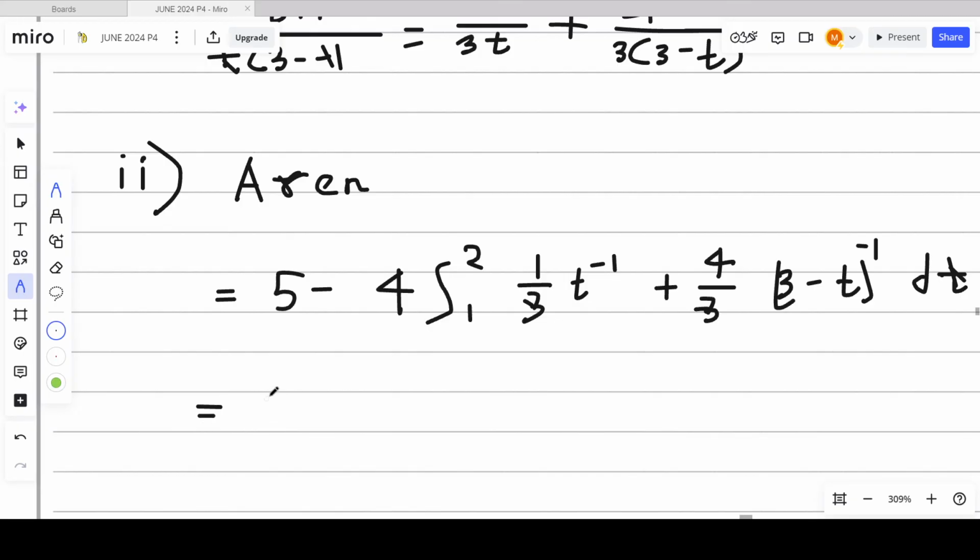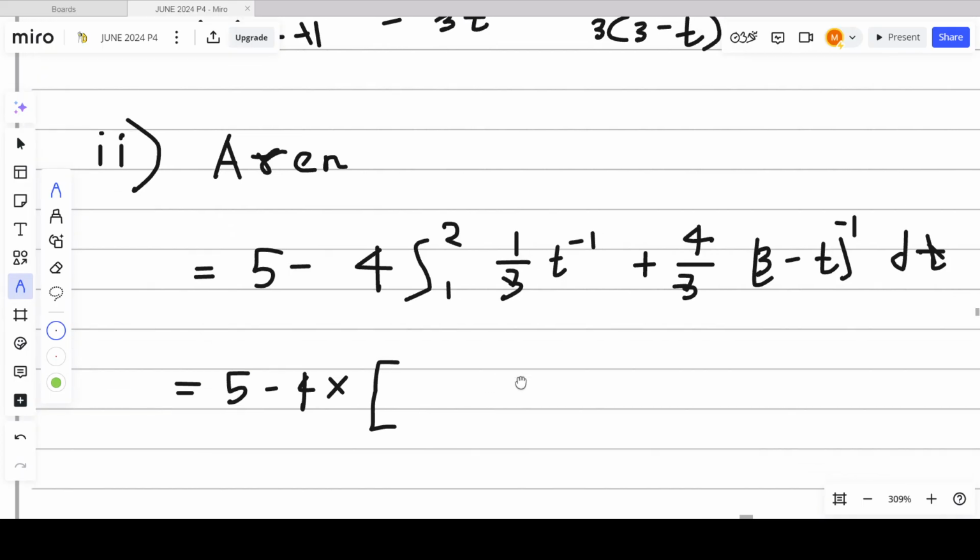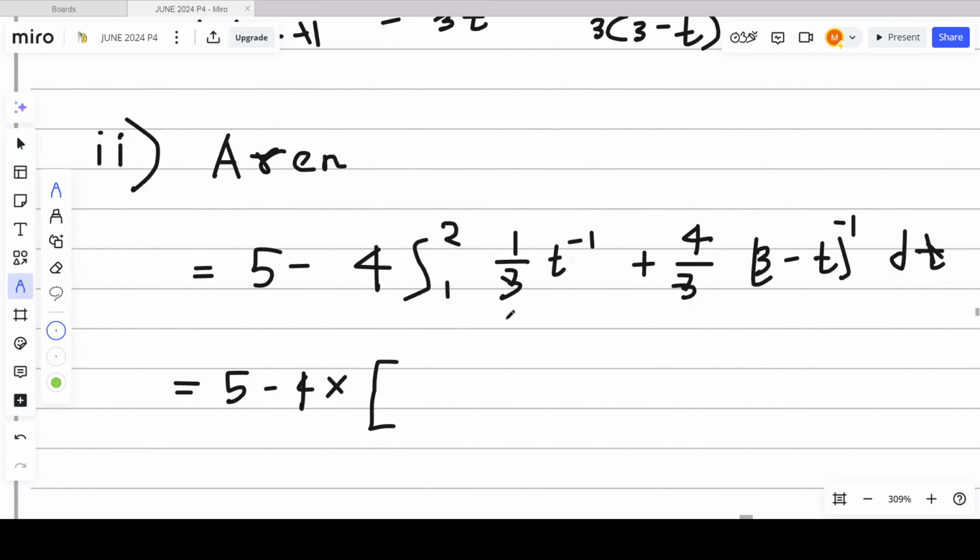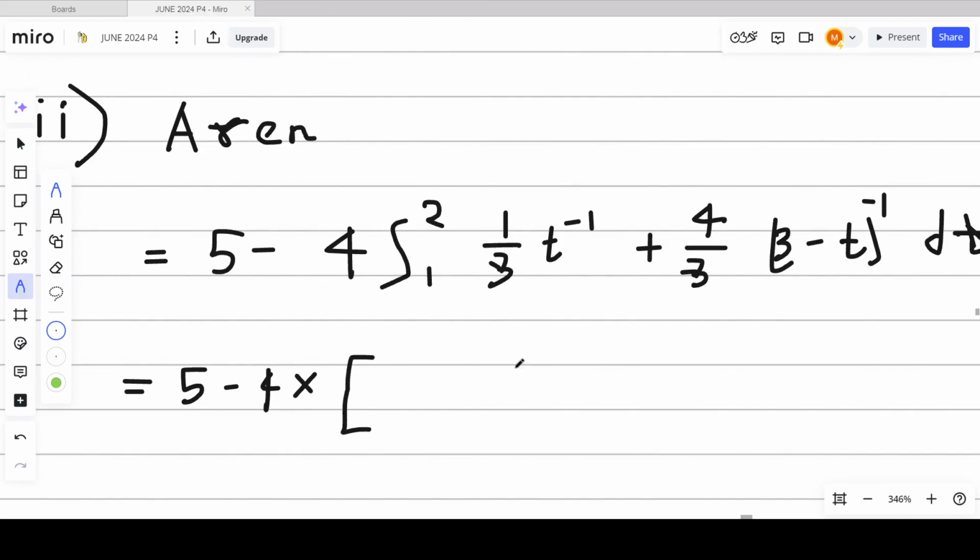So if you integrate, what will you get? 5 minus 4, then put the interval, like a definite integral. So 1 over 3 times t inverse. The integration of t inverse, if the power of the variable is -1, is ln modulus t. The coefficient 1/3 will remain as it is.